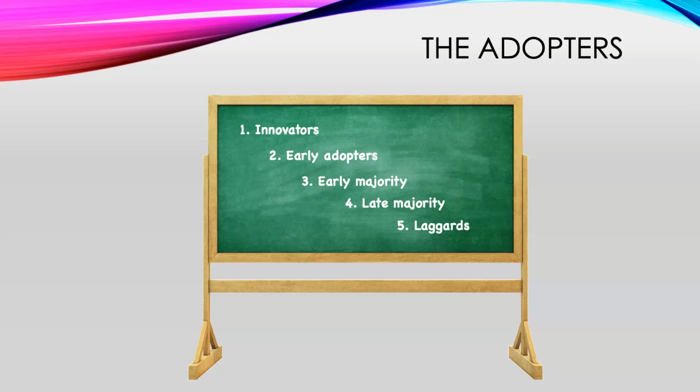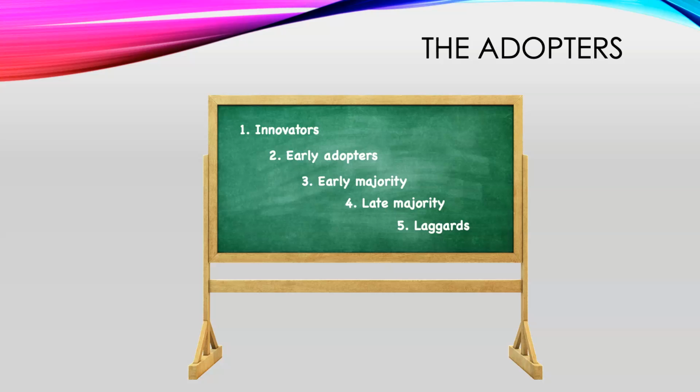Innovators. They're the people who make up 2.5% of the social system. They are the ones who seek new ideas and take risks. These are the people that are very willing to develop and create new things and to implement change.